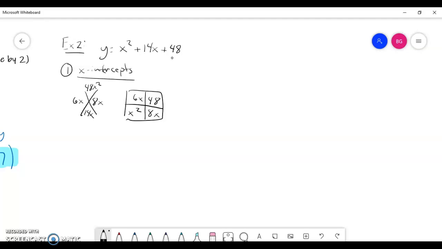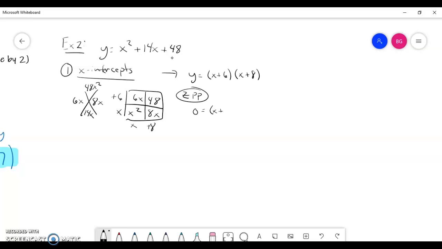So looking up and down, I have x, and then this one will be an x as well. So x times what is 6x? That's a plus 6. x times what is 8x? That is a plus 8. So I then have my factors. I'm going to go ahead and write this over here: y equals x plus 6 times x plus 8. Now we need to use ZPP, our zero product property, which means substitute 0 in for y and solve.